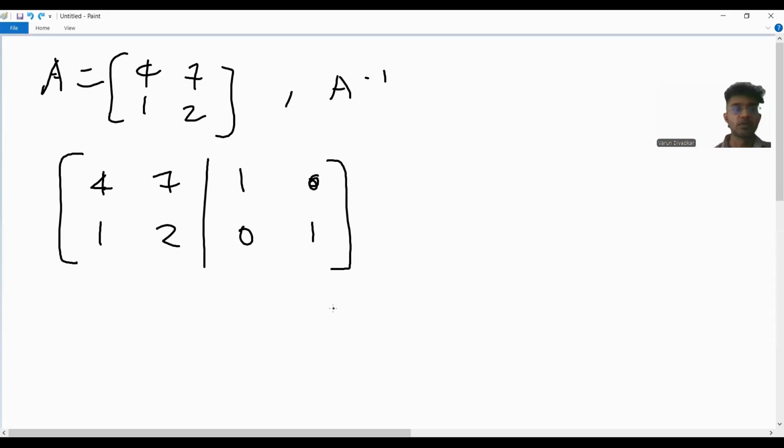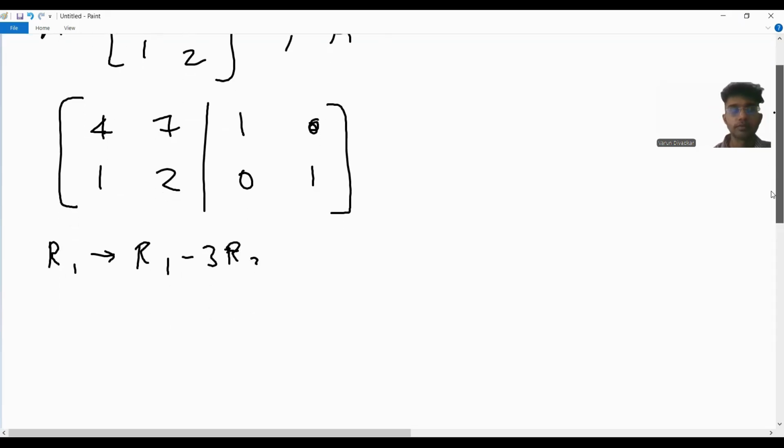Okay. So what's the first step here? Somehow to convert this to a 1, what you can do is R1 is transformed to R1 minus 3 into R2. Okay, you have to do this on both the sides. So what do we get thereafter?